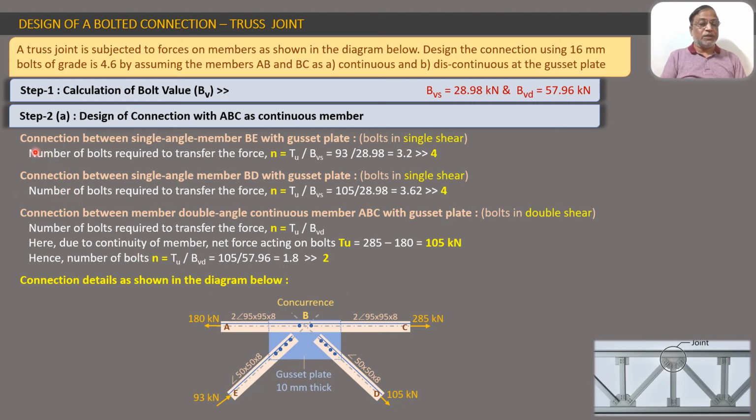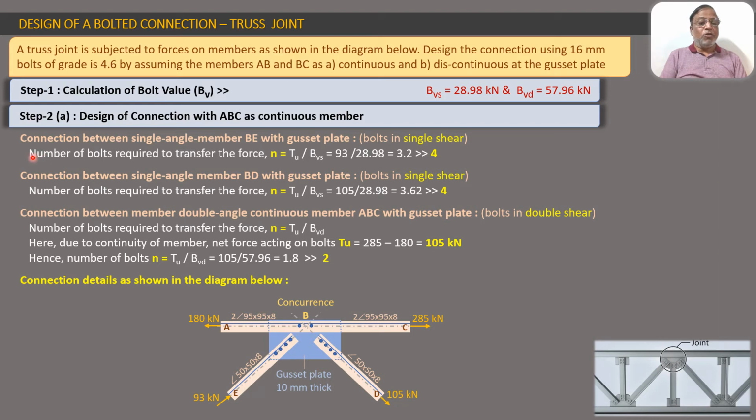Now let us proceed. We have to design 4 members, and we know that to design the connection of any member means to calculate the number of bolts required for that connection. So we will start connection between single angle member BD with the gusset plate. So look here. So this is the single angle member BD. You can see this single angle member BD, and this is the gusset plate. So we will first consider the problem of BD connected to the gusset plate.